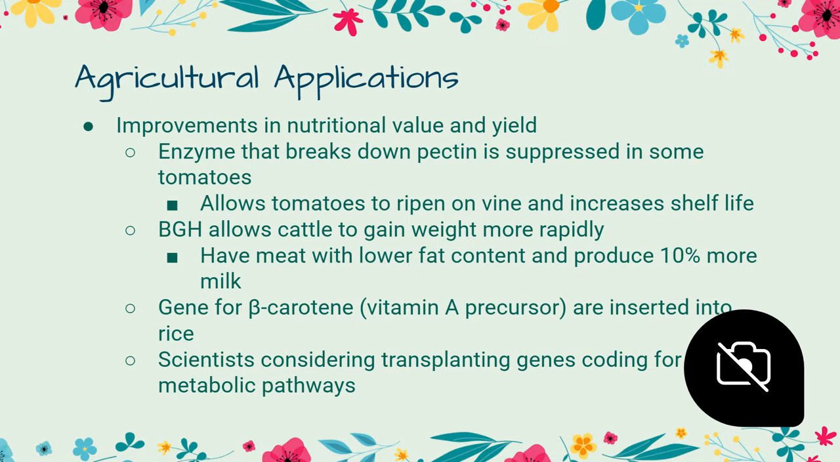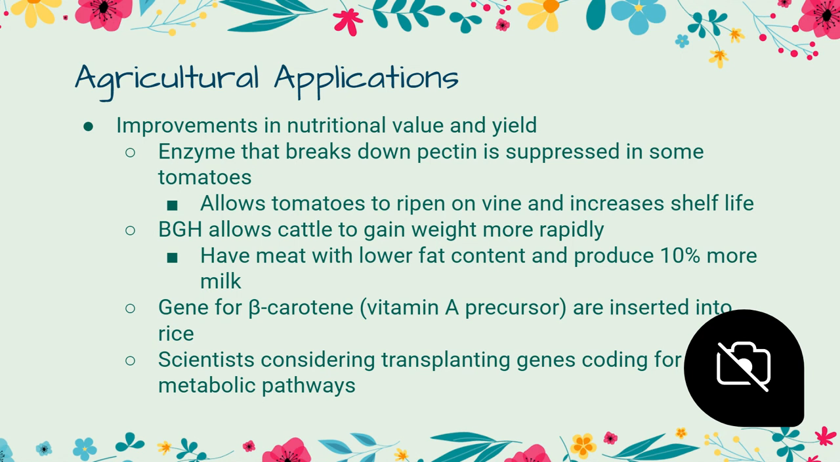We can also see improvements in nutritional yield. So we saw this as well. So the enzyme that breaks down pectin is suppressed in some tomatoes. This allows tomatoes to ripen on the vine and increase shelf life. We also have bovine growth hormone, which allows cattle to gain weight more rapidly, and they have a lower fat content, about 10% lower, and produce about 10% more milk.